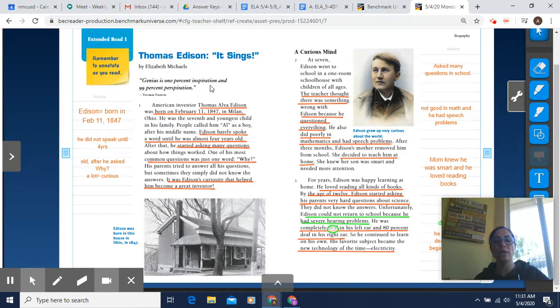So he means that, okay, part of it is inspiration, but most of it is working hard for what you are doing. That's being a genius. A genius does not give up, they work hard. Paragraph 1.